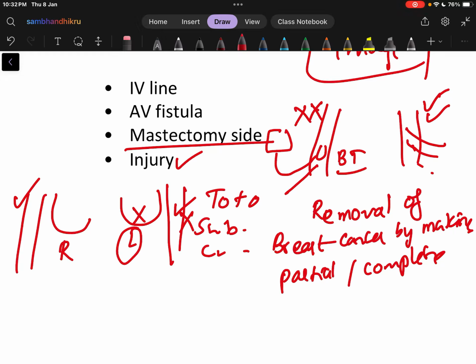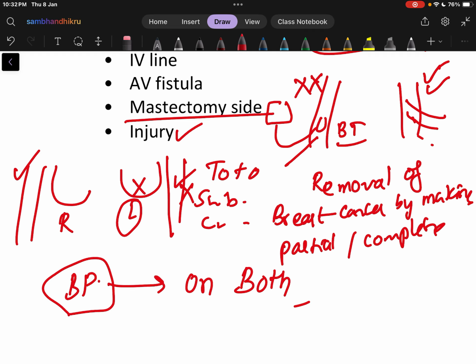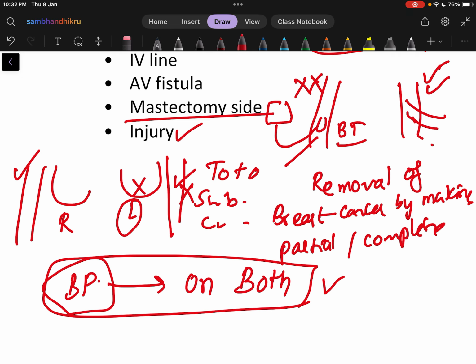Clear? Okay. And very importantly, the most accurate assessment you can get is when you assess on both sides. On both sides you need to assess. This is a very important one to make sure whether the cardiovascular status is normal on both sides or not.